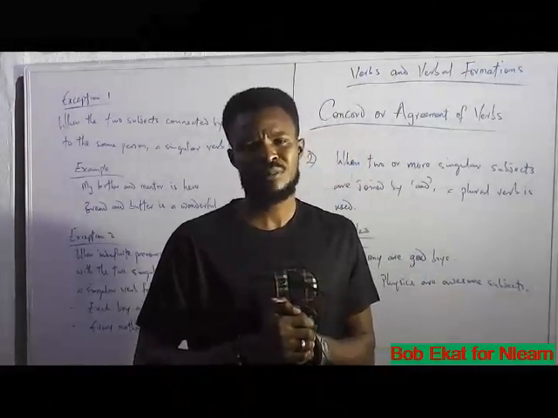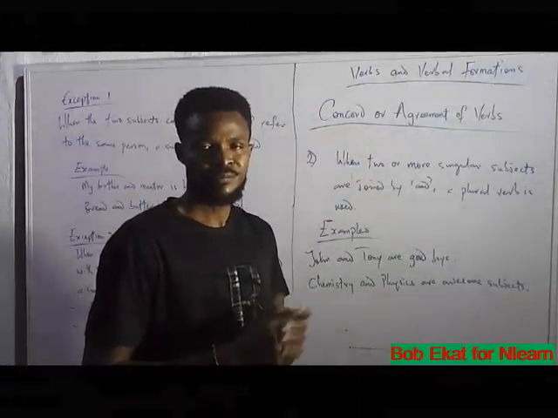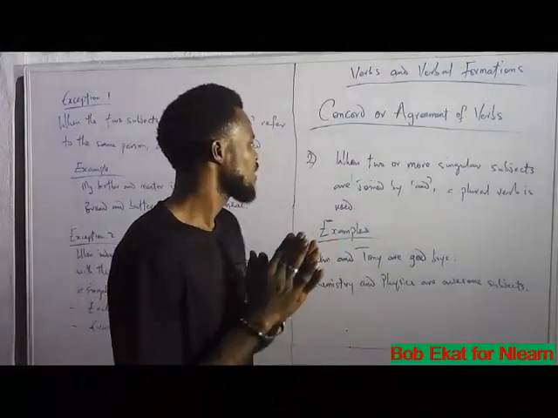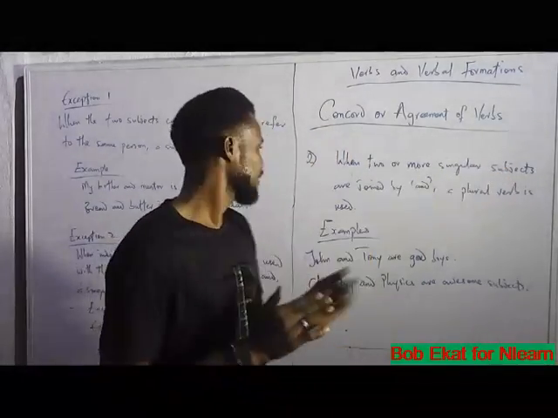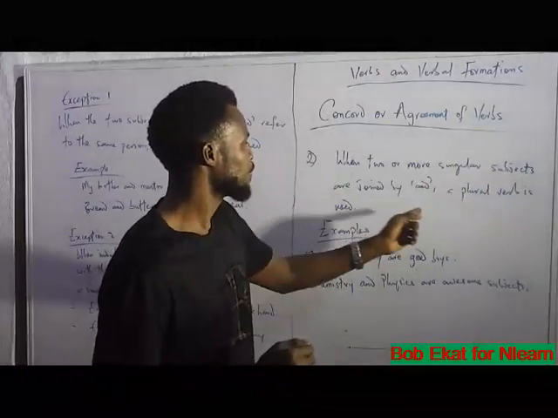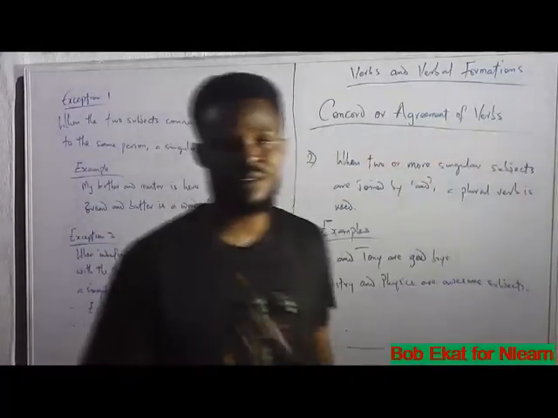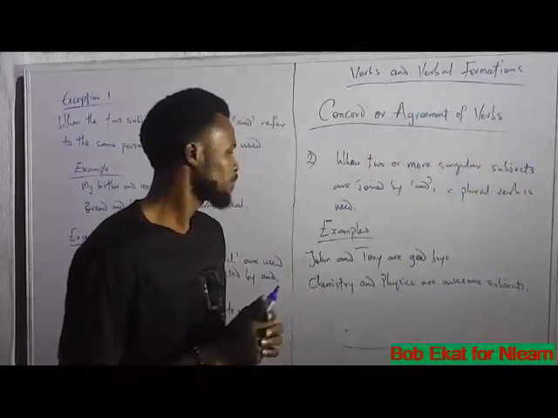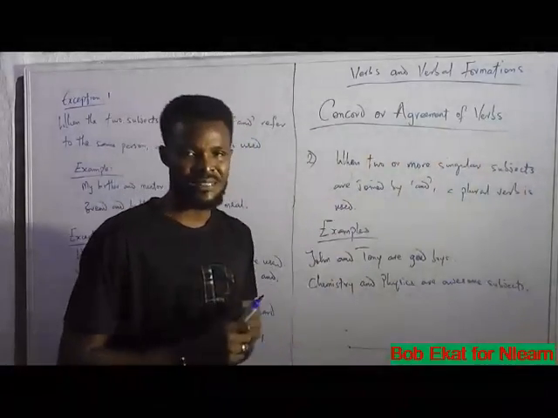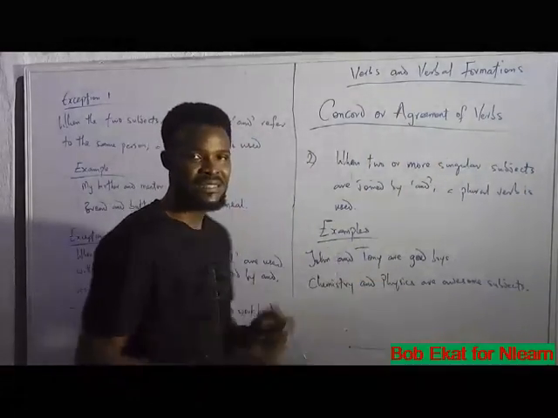Now, let us move to the second rule of Concord. When 2 or more singular subjects are joined by and, a plural verb is used. So, examples are John and Tony are good boys.